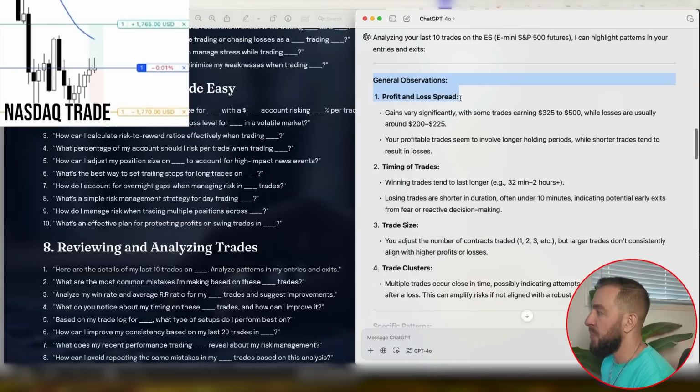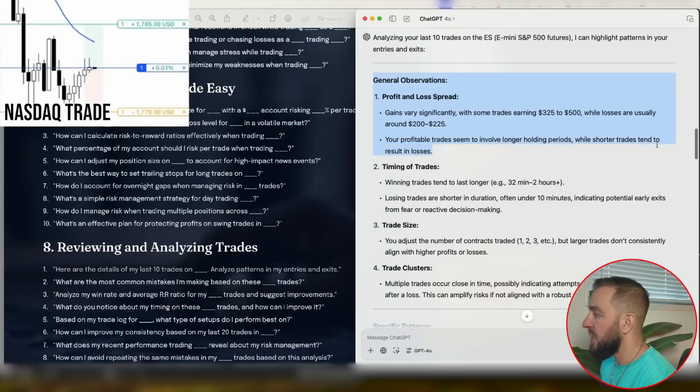General observations, profit and loss spread. Gains vary significantly, with some trades earning 325 to 500, while losses are usually around 200 to 225. Your profitable trades seem to involve longer holding periods, while shorter trades tend to result in losses. So if that's you, you could try and hold longer and see if that affects your P&L.